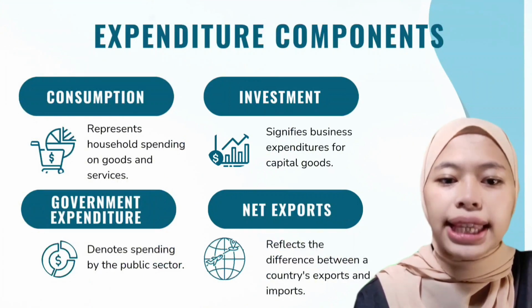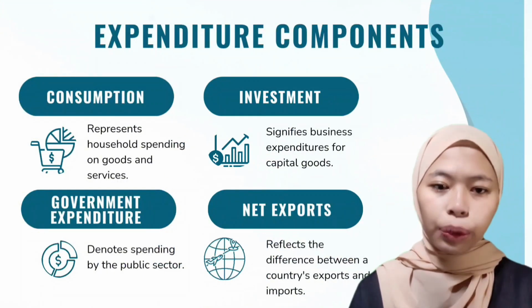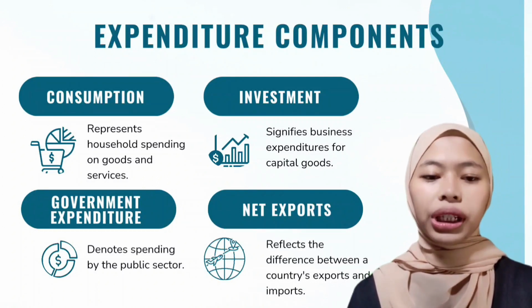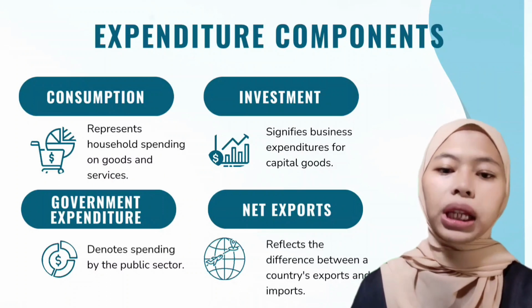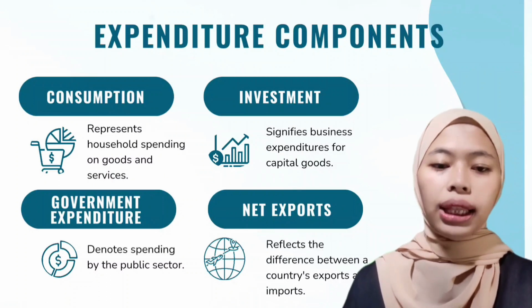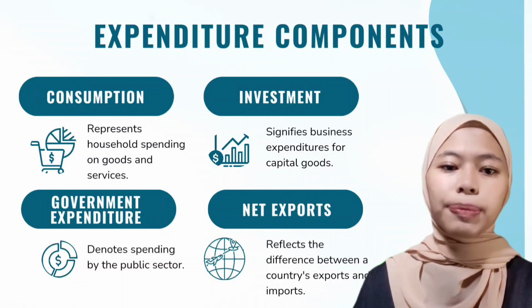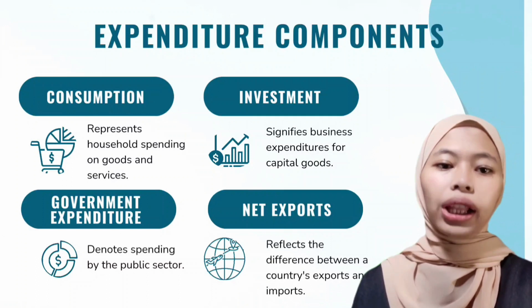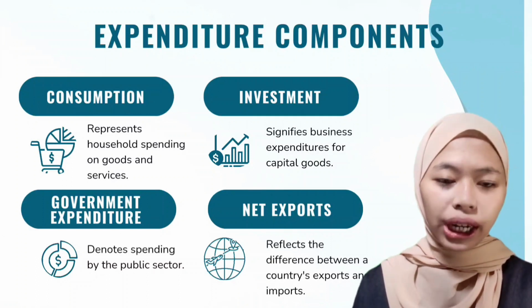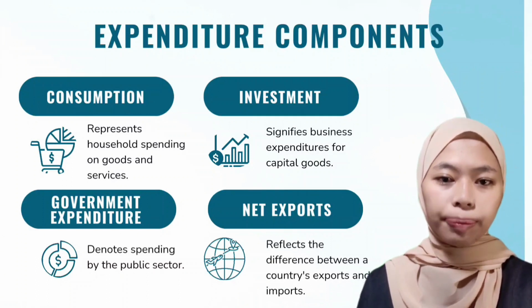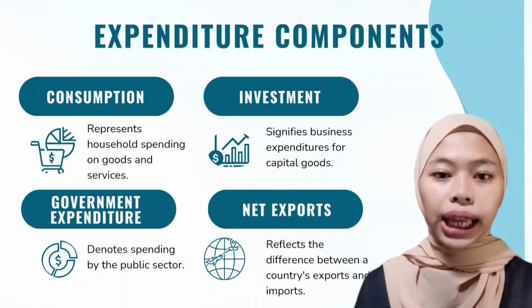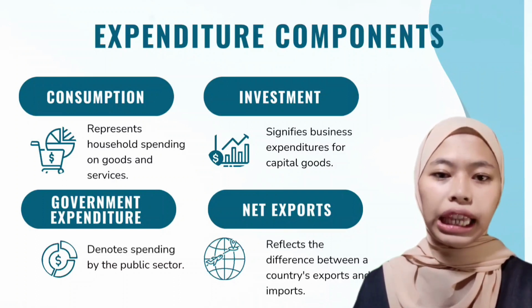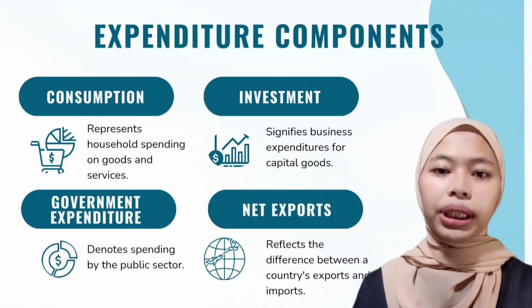Expenditure component. This slide will dive into expenditure component with an open economy covering four main components. Consumption, representing household spending on goods and services. And the next is investment, which signifies businesses' expenditure for capital goods, and the government expenditure denotes spending by the public sector. And the next is export minus import, reflecting the difference between a country's export and import. Additionally, it discusses how change in this component significantly affects overall output and national income in the economy.